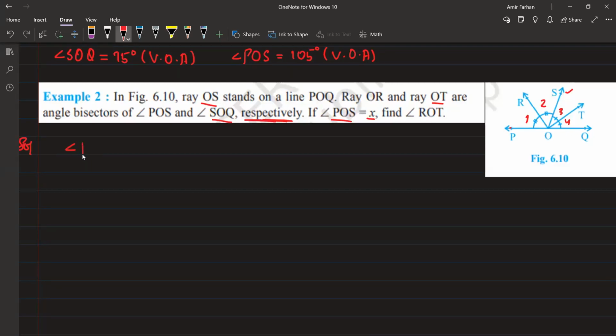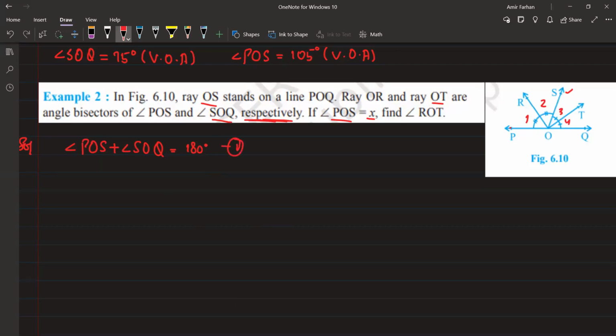Equal to what? Everybody. Simrat and Abdul, this is the line and this is the angle and this is another angle. So, 180 ho na? Clear? Yes. Sure? Yes. Any doubt?